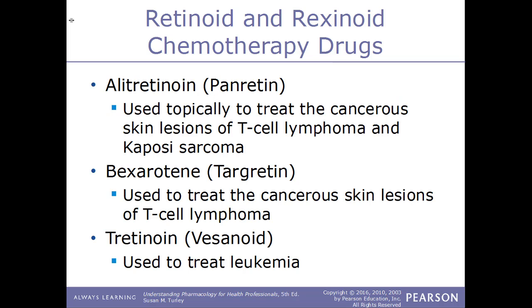And some examples of this kind of chemotherapy drug would include alitretinoin, known by its trade name Panretin. This is used topically to treat cancerous skin lesions of T-cell lymphoma and also of Kaposi sarcoma. Bexarotene, also known by its trade name Targretin, is used to treat the cancerous skin lesions of T-cell lymphomas. Tretinoin, also known by its trade name Vesanoid, is used to treat leukemia.